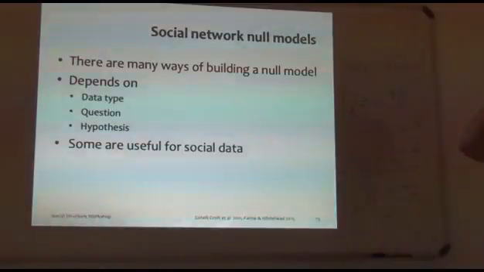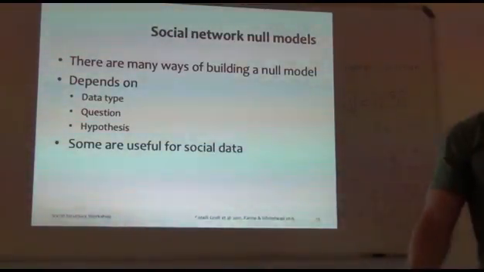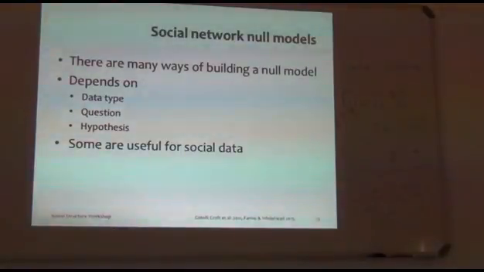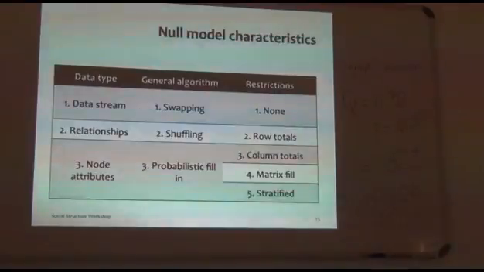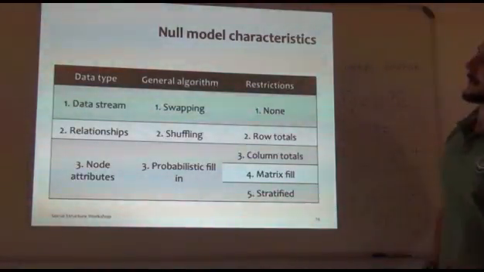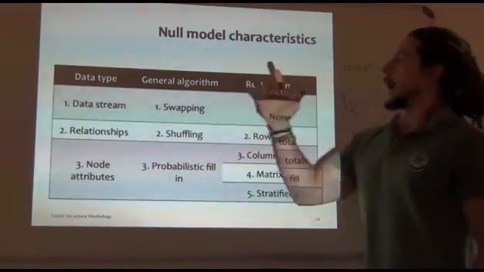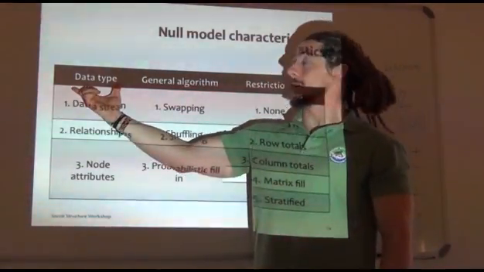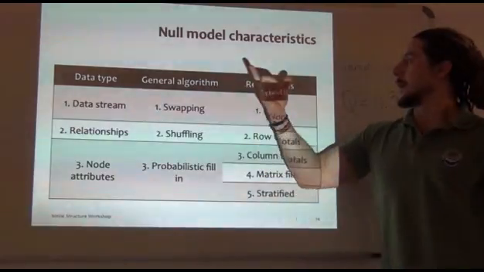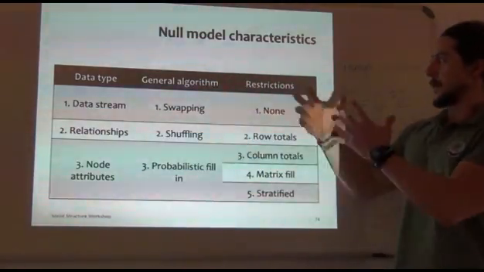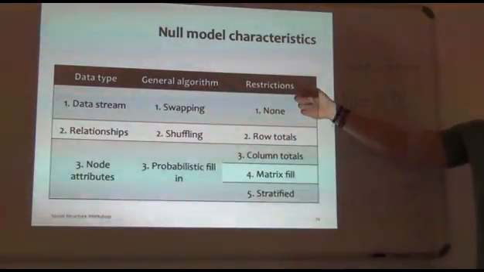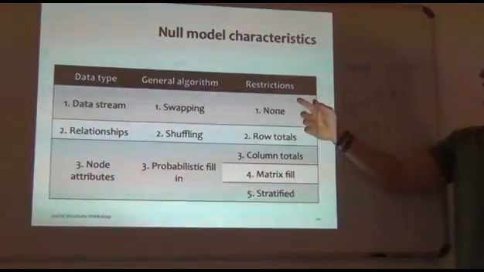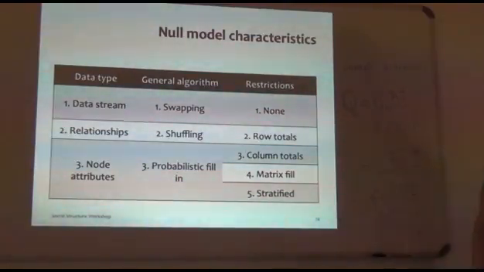There are many ways of building null models for social network data. I organized them here. I think it's about 7 or so. And I tried to organize them more or less like this: the type of data we're going to work with, how we're going to randomize, and if you have restrictions or not, and the type of restriction.